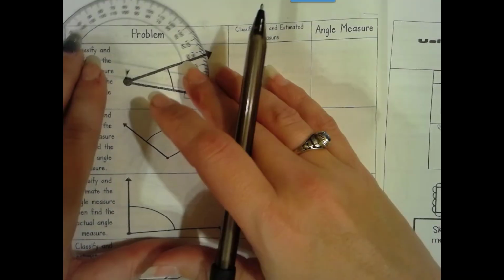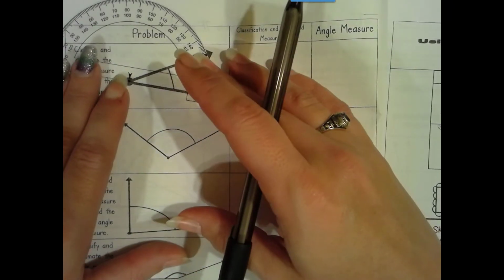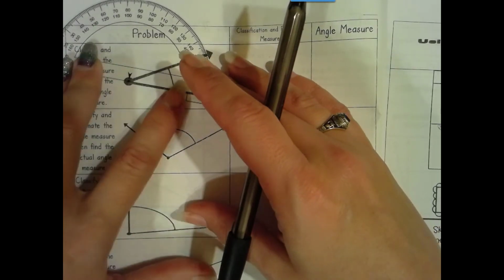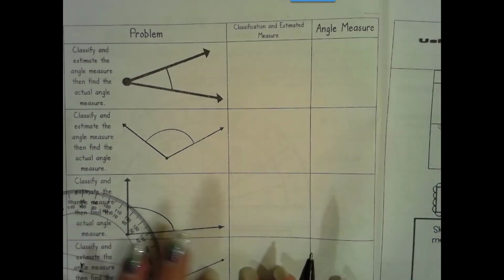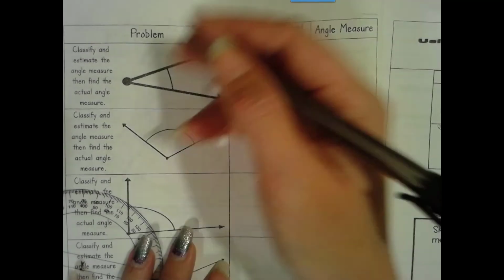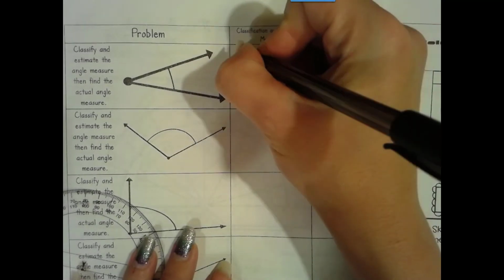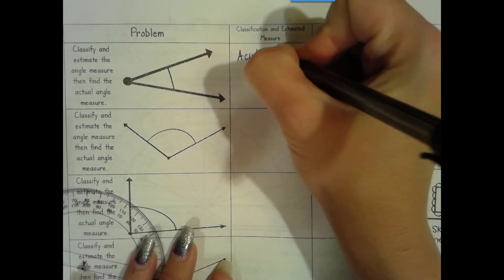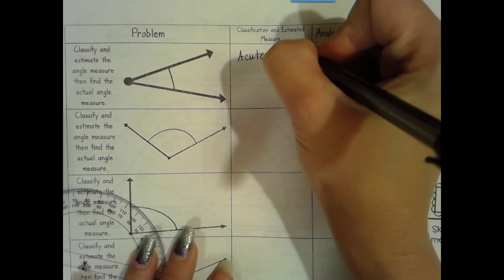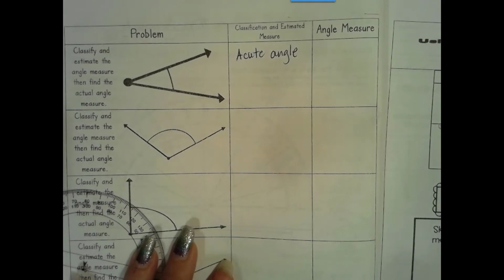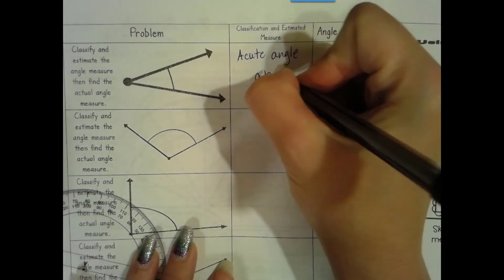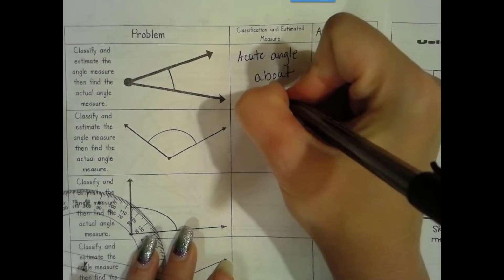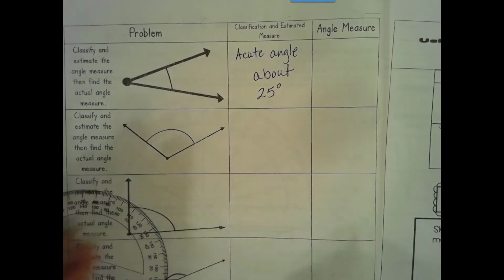Okay, now that you've tried it, we're going to put this vertex on the center. We're going to line up one of the sides with 0. Actually, before that, let's look at this. So this is less than 90 degrees. So it's an acute angle. And it looks kind of like on the smaller side, less than half of a 90-degree angle. So let's say about maybe 25 degrees. Somewhere around there.